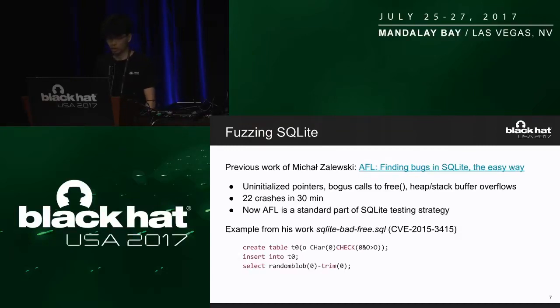He ran AFL for 30 minutes and found 22 unique crashes, including some usage of uninitialized pointers, invalid frees, or heap or stack buffer overflows. Now, the developers of SQLite are also using AFL in their testing strategy. The following example is the CVE on the last page. It is very simple and it's finished in 3 lines of SQL statements. It causes an invalid free.